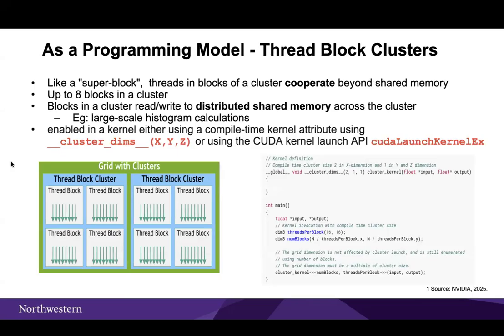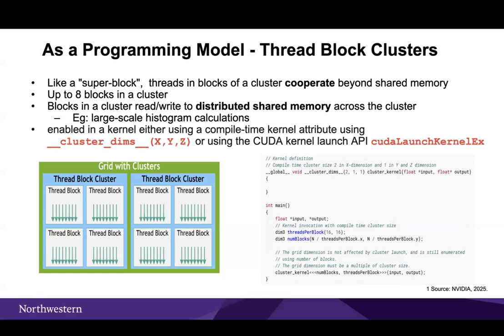CUDA's thread block clusters enable threads from multiple thread blocks, up to 8, to cooperate and communicate beyond their usual shared memory scope, leveraging distributed shared memory across blocks in the same cluster. This is useful for large-scale computations like histograms or reductions. Clusters are defined at kernel compile time using the cluster dims XYZ attribute or launched dynamically using cudaLaunchKernelEx.